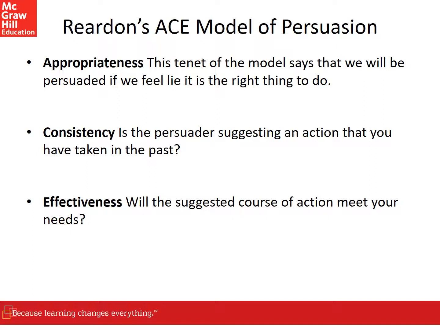Consistency is the next one. Is the persuader suggesting an action that you've taken in the past? If so, this is consistency because you've done it in the past and the persuader expects you to do it now. And if this is the case, then you'll likely honor the request. And then effectiveness. Will the suggested course of action meet your needs? Your coworker's telling you that it won't take long to help her catch up. So does that meet your need of not having to spend a lot of time helping?